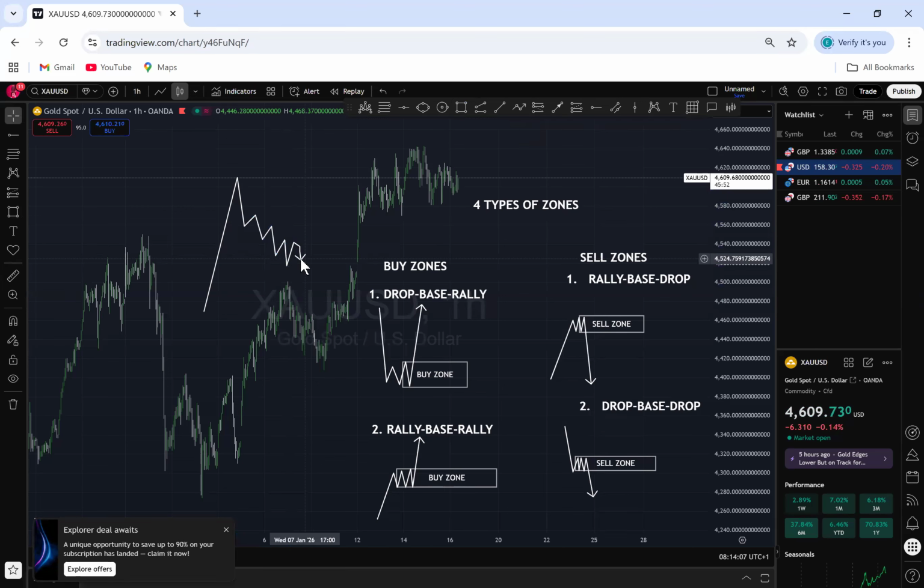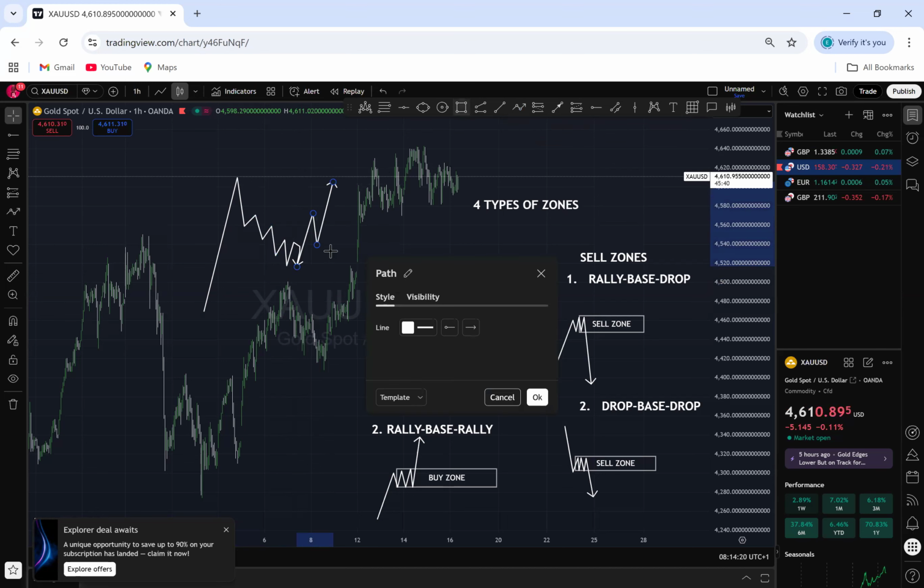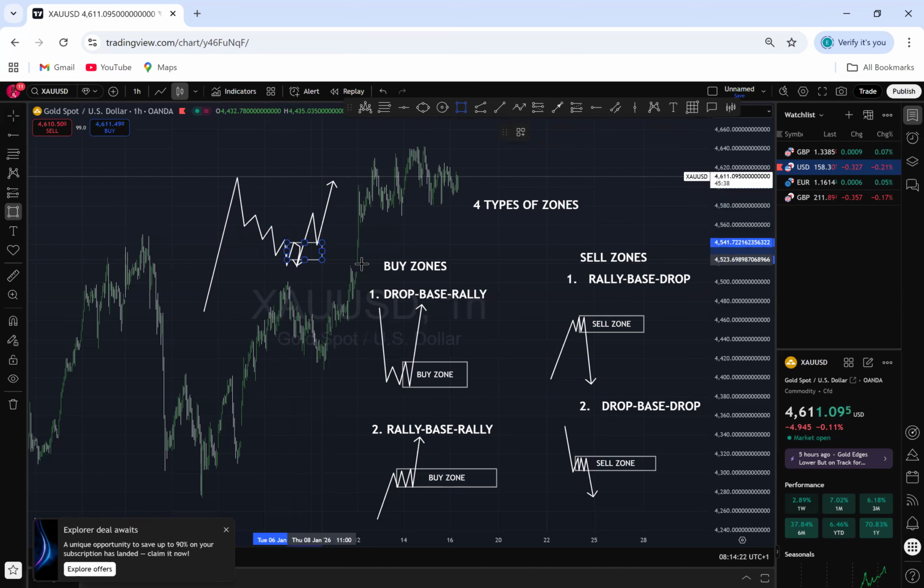Let me do this again. So from here now, you have a change of character, liquidity, and then you're expecting price to come back into this particular area for a buy, right? So just like you have here now, just like you have this area here.